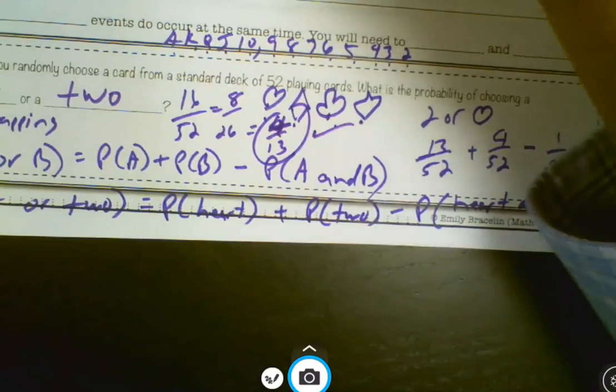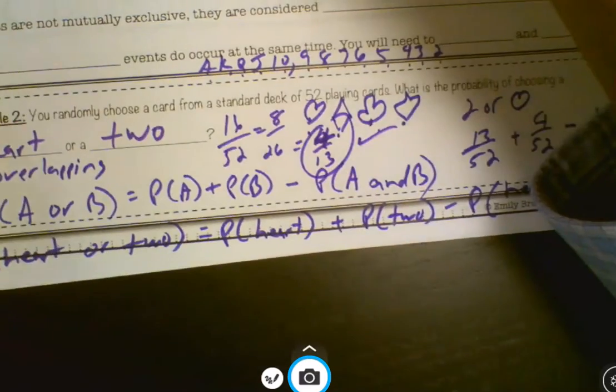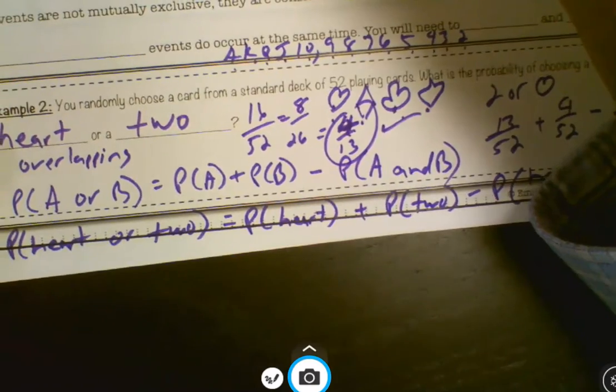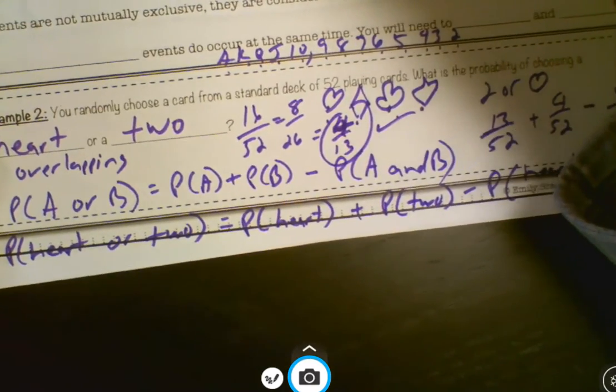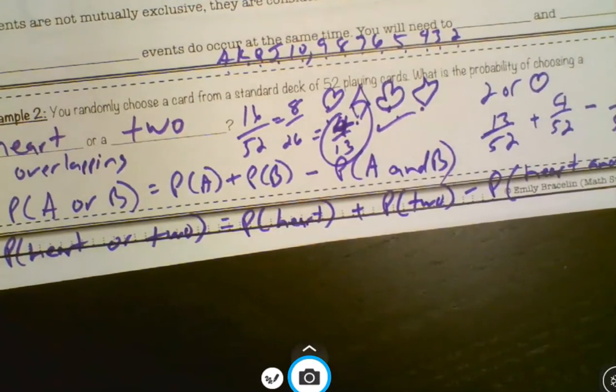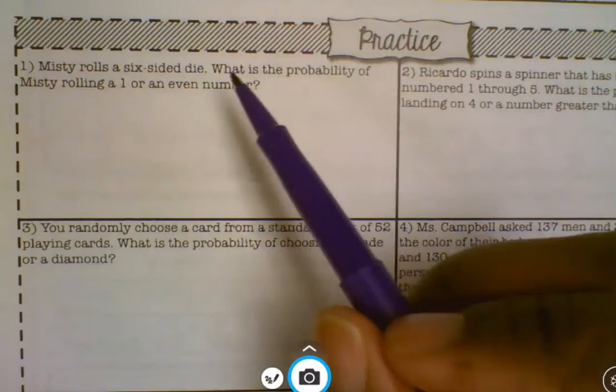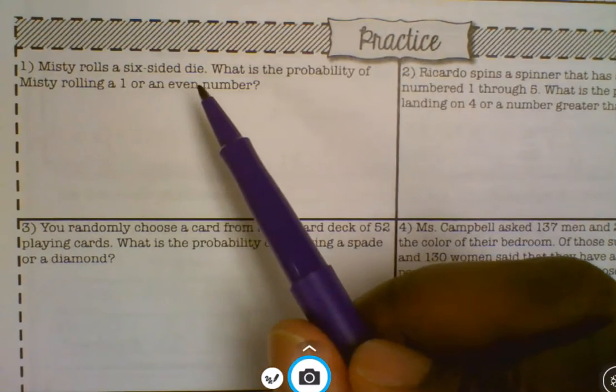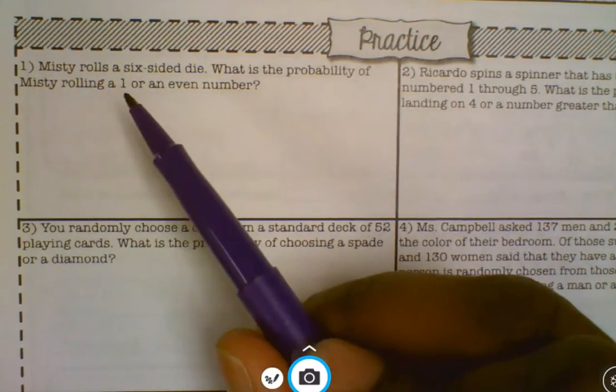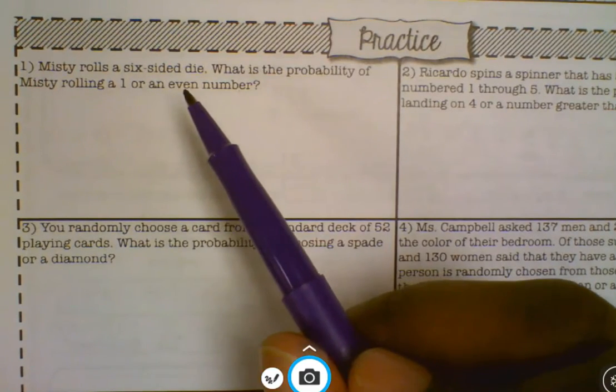So that's how you find the probability of events if they're overlapping or if they're mutually exclusive. If you think you got it, we're good to go. I'll give one more example, though, just to make sure. All right, so this example says Missy rolls a 6-sided die. What is the probability of Missy rolling a 1 or an even number?